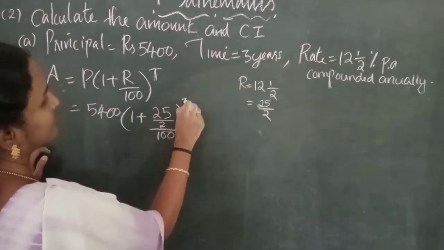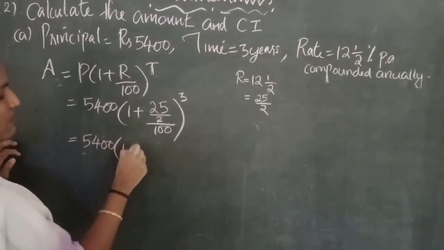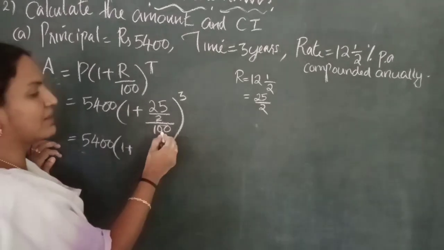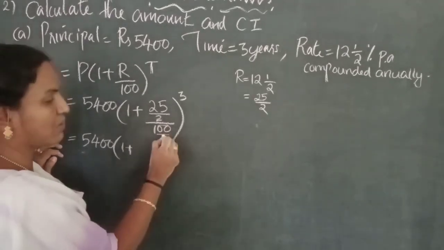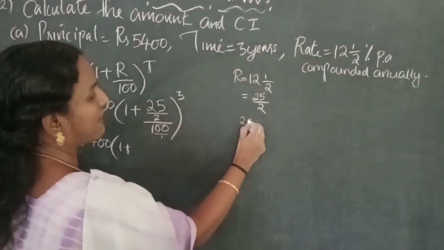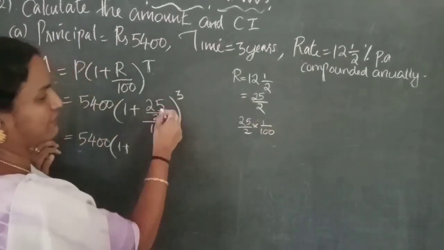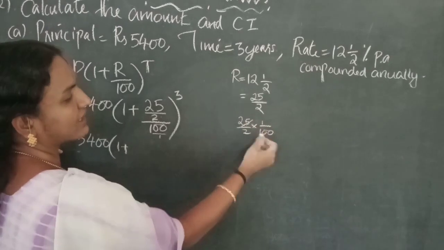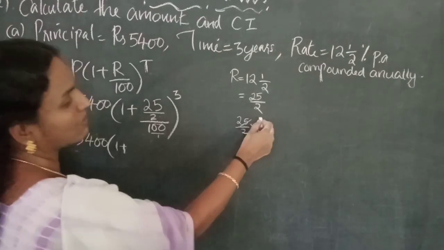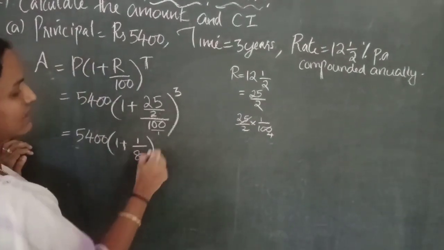T is 3. So 5,400 into 1 plus 25/2 divided by 100. Here 100 can be written as 100 by 1, so multiplying by the reciprocal of the denominator. So 25 by 2 into 1 by 100. We can cancel 25 by 100, 4 times. So 1 by 8, 1 by 8 the whole cube.